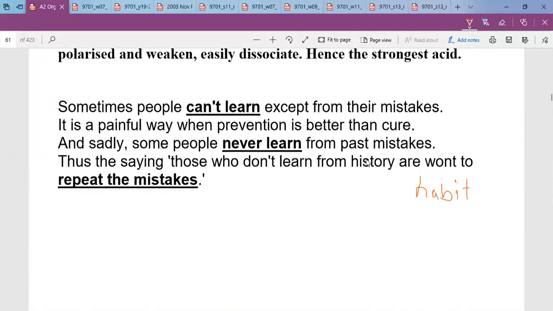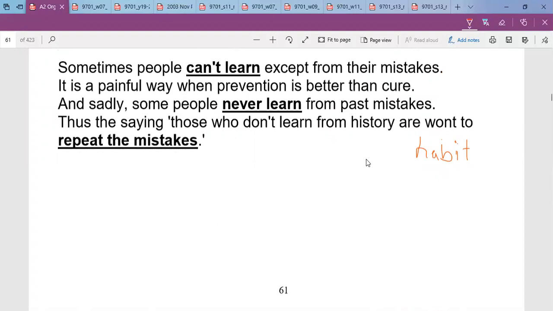I'll show you something very important. Someone's quote, I cut it from the website: sometimes people cannot learn except from mistakes. So mistakes are very good because you can make all the mistakes before the exams. Make the mistake now, but you must learn. Can't learn means you are dumb. You can't do A levels if you're not quite clever. Some of you in my class must be very clever. You must learn from your mistakes. It's a painful way, when prevention is better than cure.